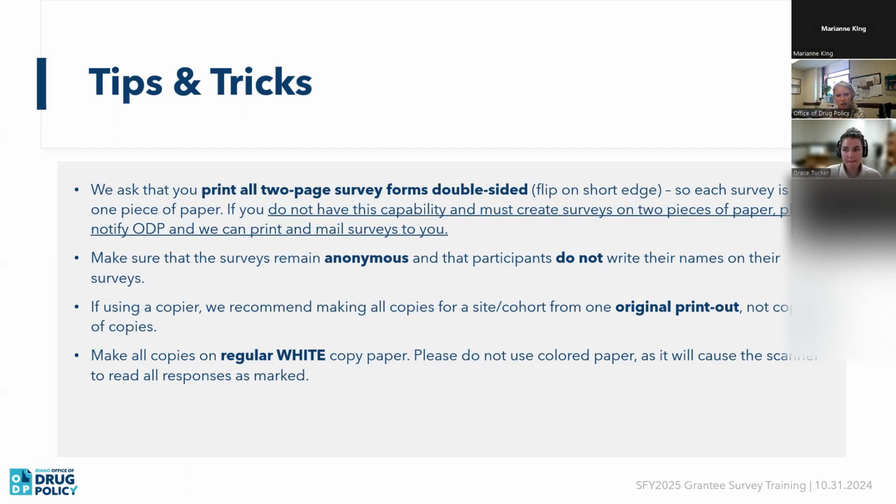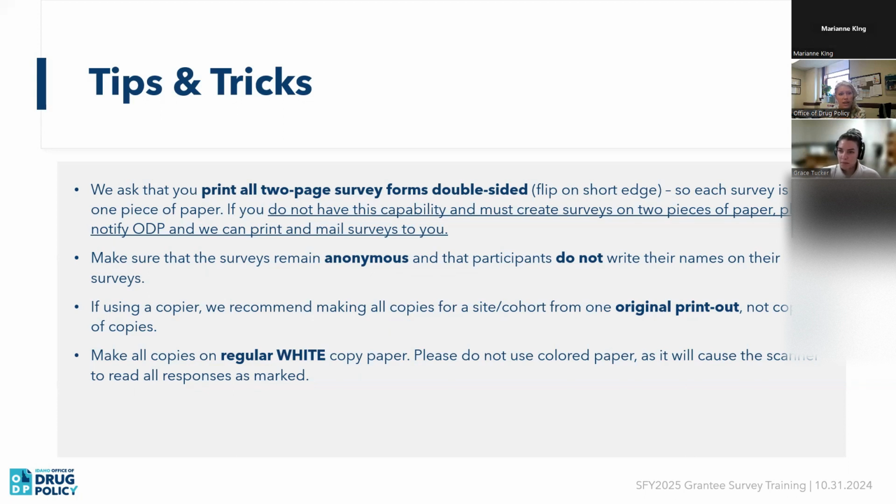So that makes it a little bit challenging. So again, if you're not able to do double-sided printing on your own, send ODP an email and we will print those surveys for you and we can mail them to you. And then make sure that the surveys remain anonymous, so participants do not write their names on the surveys.